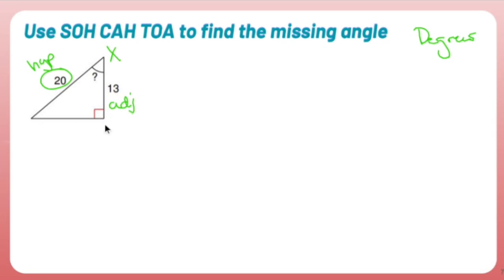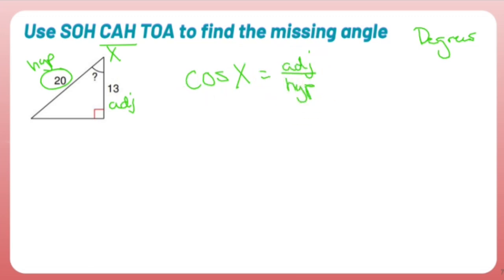No opposites here. So, just like if I were calling my friend, I'm going to use CAH, because CAH is slang for friend. CAH is cosine of your angle equals the adjacent side over your hypotenuse.